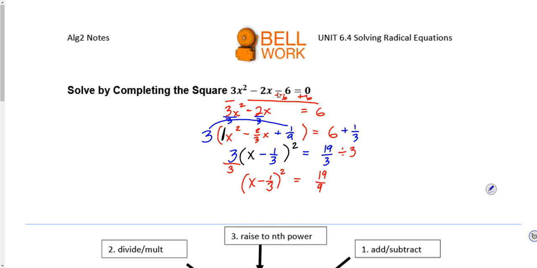So now we can do the square root step, since there's no number in front. When you square root this, this is plus or minus square root of 19 over 3. The square root of 9 is just 3. And then we have x minus 1/3 out of the parentheses. And then we just have to add the 1/3 to the other side. So our final answer is going to say x equals 1/3 plus or minus square root of 19 over 3.